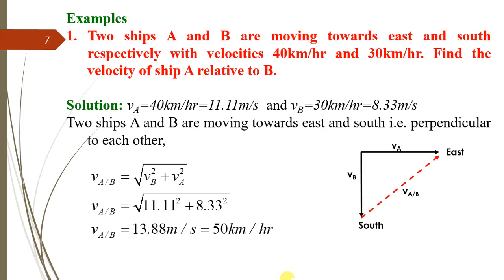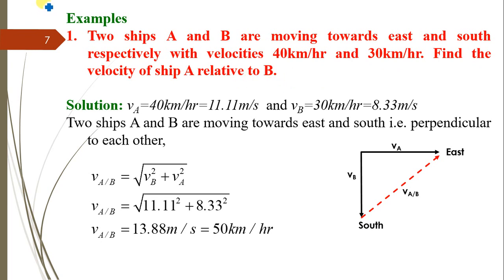Now let's solve some problems to find the relative velocity between two moving objects. First example: two ships A and B are moving towards east and south respectively with velocities 40 km per hour and 30 km per hour. Find the velocity of ship A relative to B.